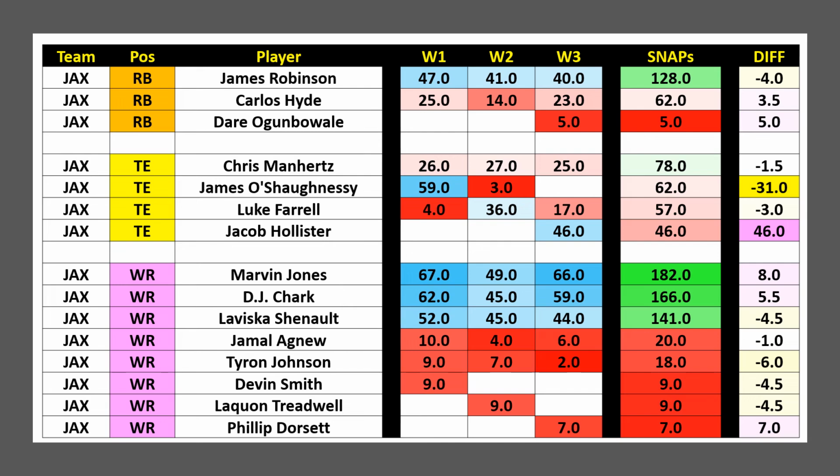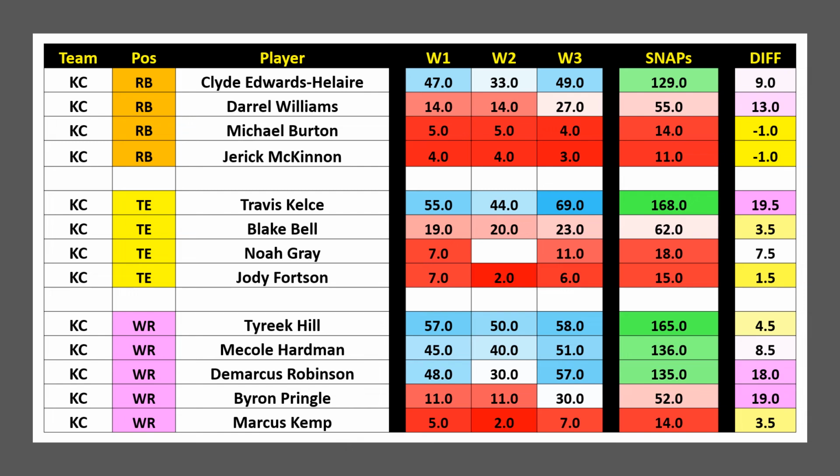Nothing that I see that we should get that we probably already didn't draft. Solaire actually woke up, 49, so that was nice. And Darrell Williams got 27.